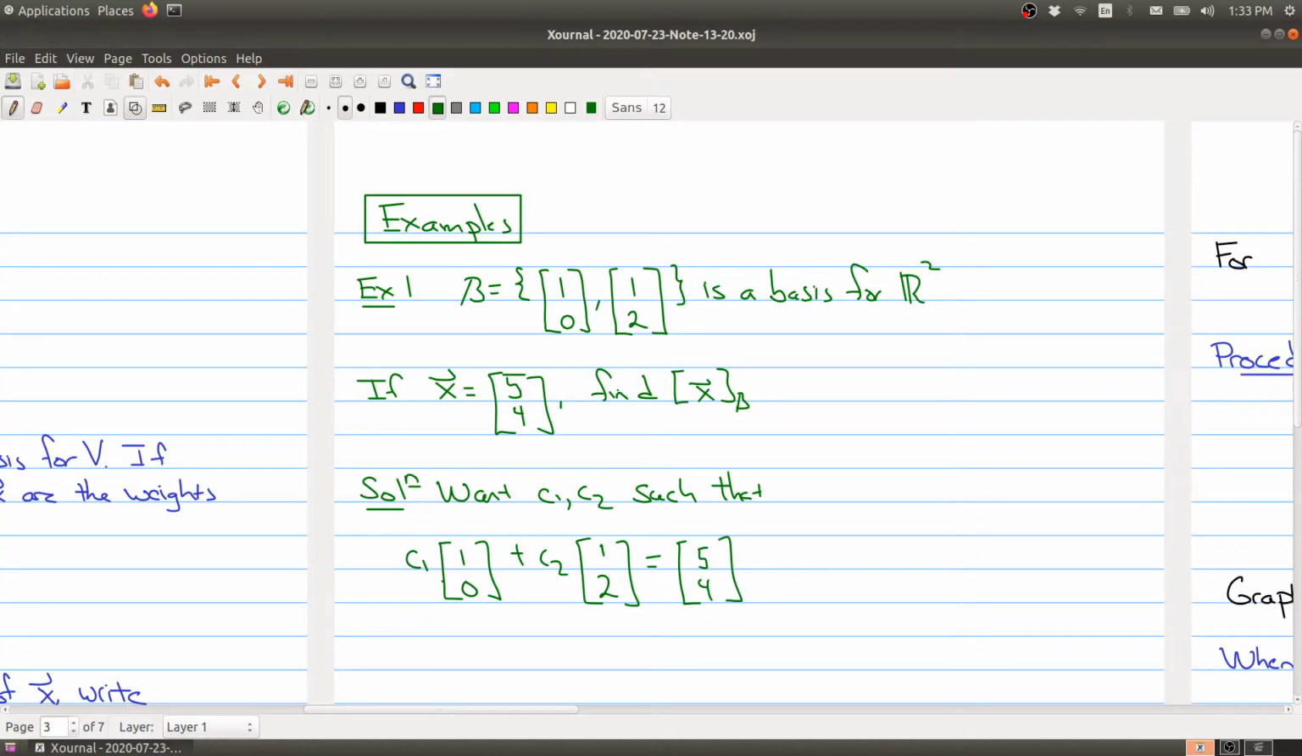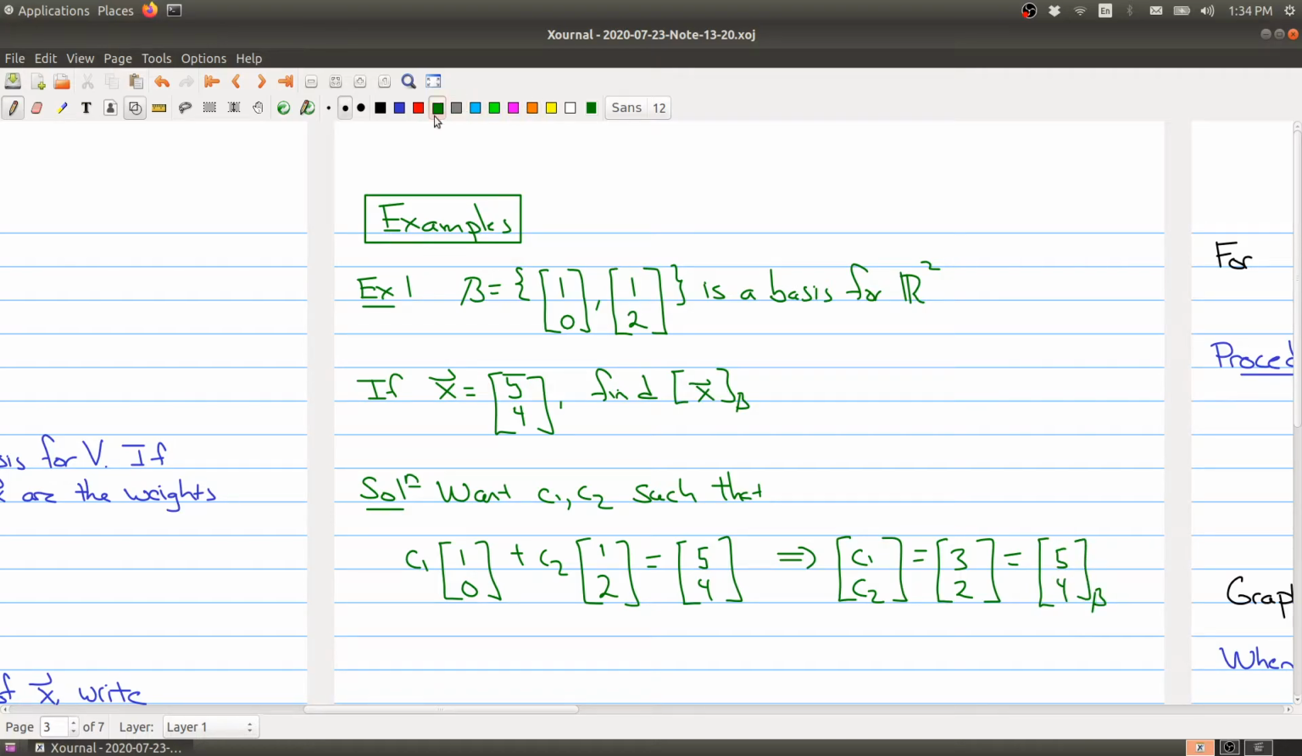So that's actually what we're looking for, right? The C1 and the C2. We're asking which scalars I have to multiply to get the element (5, 4). This one's very simple to look at. You can do it by inspection, because C2 times 2 has to equal 4, since we have 0 in the second coordinate. So C2 is 2, which forces C1 to be 3. So (C1, C2) is equal to (3, 2), and this is the B coordinate of (5, 4).